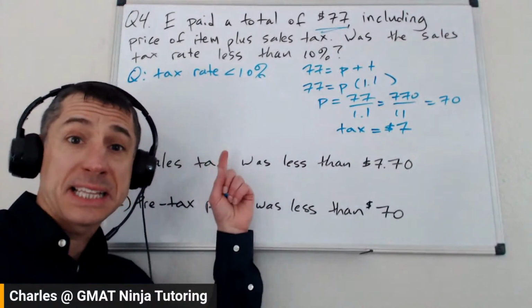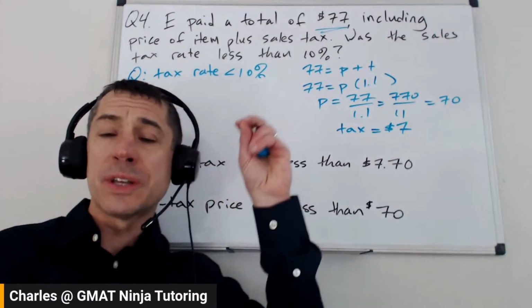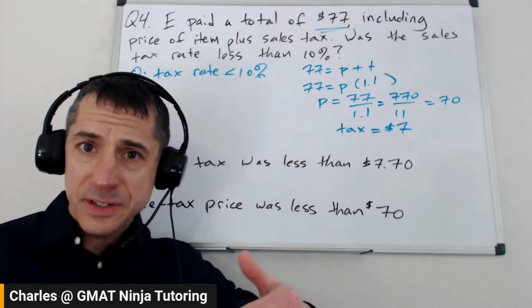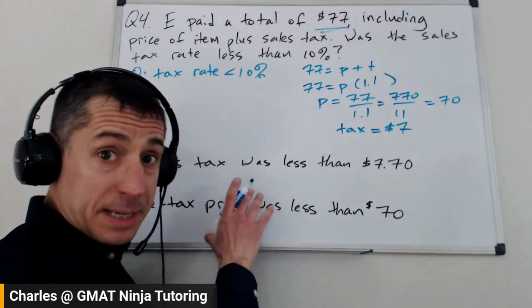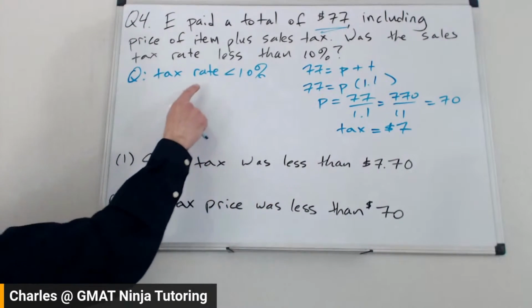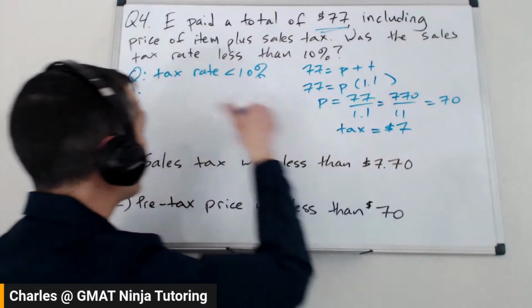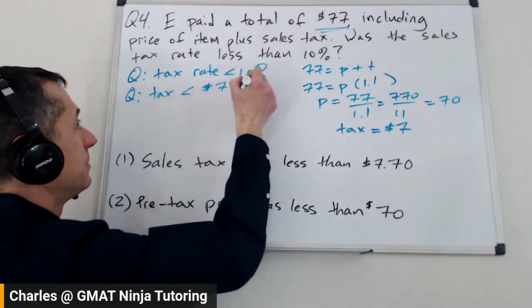Now, time to translate this question, because that's what we're going after. How many different ways can I rewrite this question so that it's logically equivalent to the original? The more ways I can do that on a data sufficiency question, the better off I'm going to be. Higher my chances of not only getting it right, but saving myself a ton of time. So the question is: is the tax rate less than 10%? Equivalent question: is the tax amount less than $7?